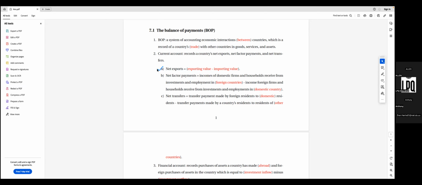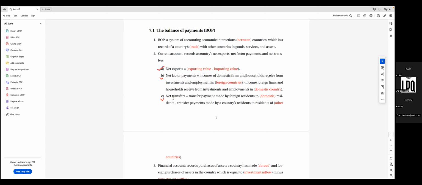Let's repeat again: foreigners are purchasing goods and services made by your country, so they need to use money to do the importing. So they give you money, and the money is flowing to your country. Okay, so that's A. So how do we understand B and C?